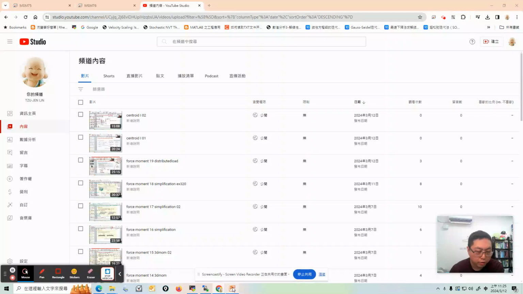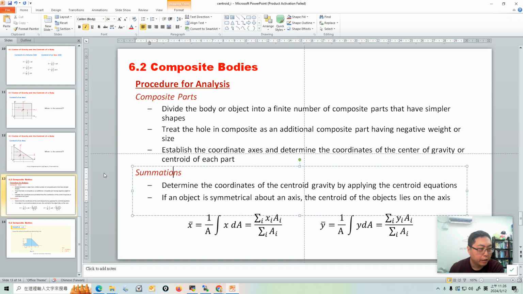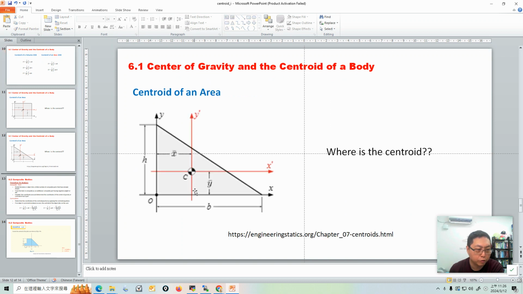Hello everyone. In this video, we are going to finish the first part of centroid. This semester we'll talk about centroid many times, so this is the first time. In the previous video we used the centroid area formula to prove the centroid position of a right triangle. I said the centroid position of a right triangle is B over 3, H over 3.